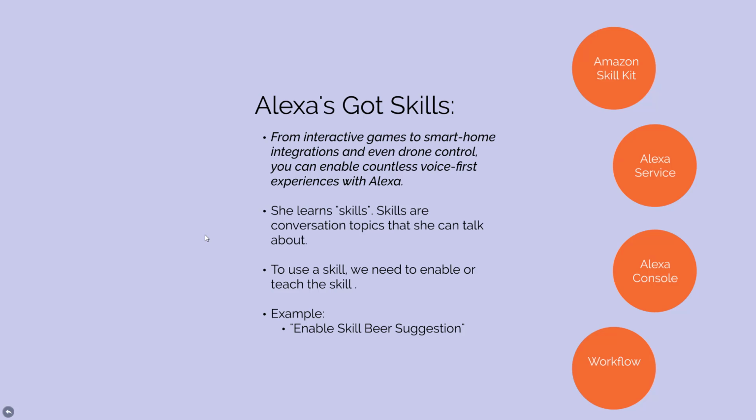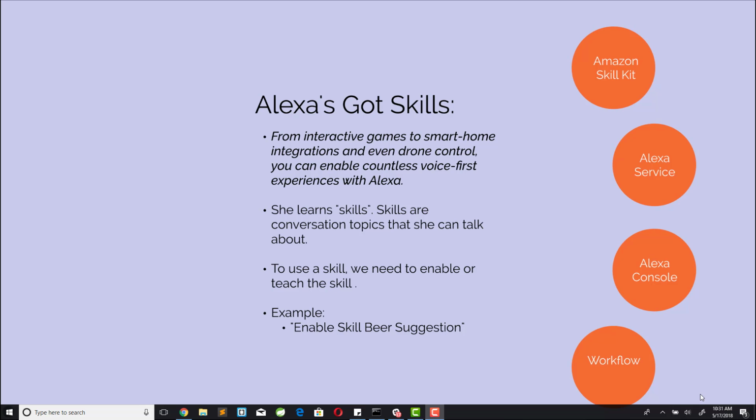So let's take a look at an example. There so happens to be a skill called Find My Phone. Now, when we get Alexa out of the box, she doesn't have this capability, but that's okay because all we need to do is enable that skill. So we issue the following command.